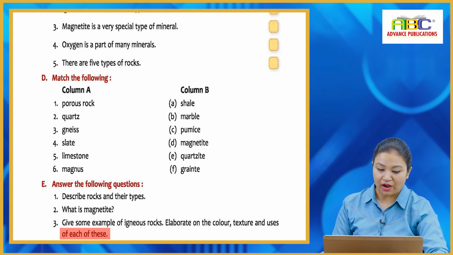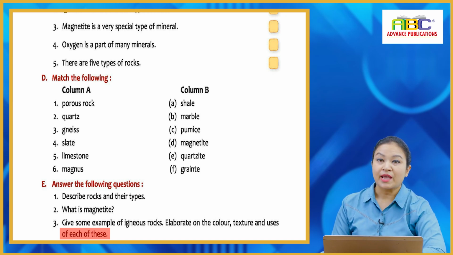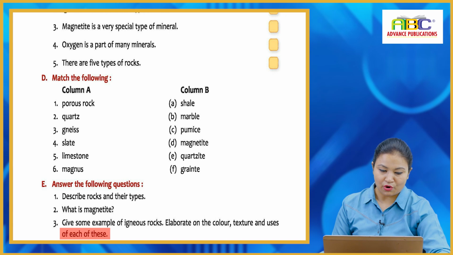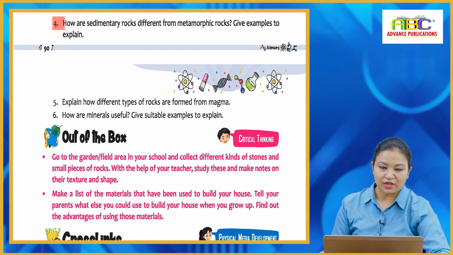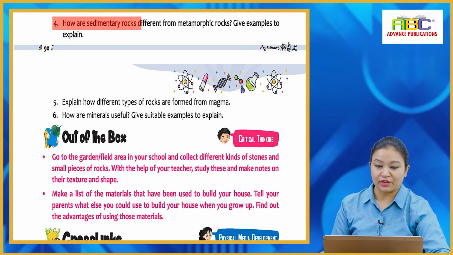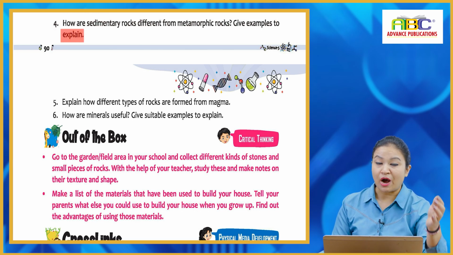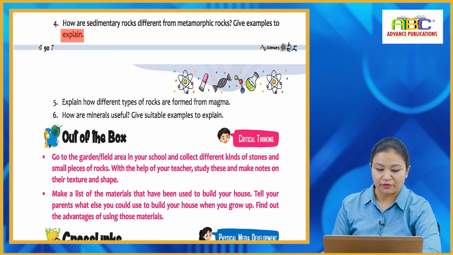Magma is called lava when it reaches earth's surface. The lava cools quickly and forms extrusive igneous rock. Now fourth, how are sedimentary rocks different from metamorphic rocks? Give examples to explain. So you have to describe how sedimentary rocks are different from metamorphic rock.